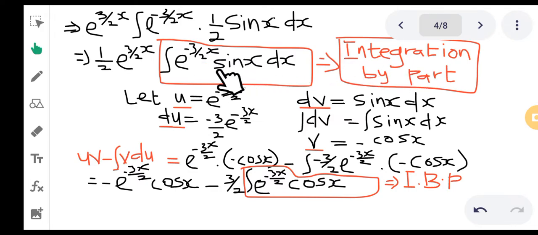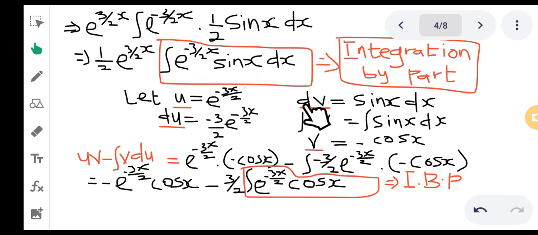You know that this is integration by parts, the one I have circled with the red ink. What we intend to do is make the exponential part to be u, and the trigonometric part, that's the sine, to be dv. So your u becomes e exponent minus 3x over 2, then your dv becomes sine x dx.